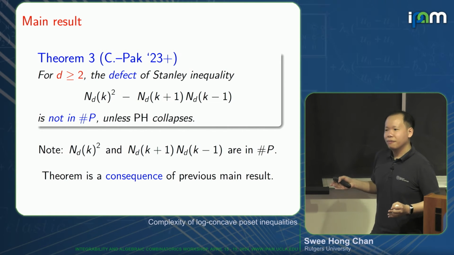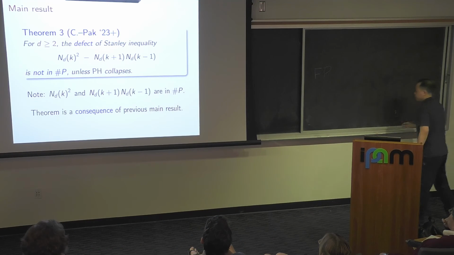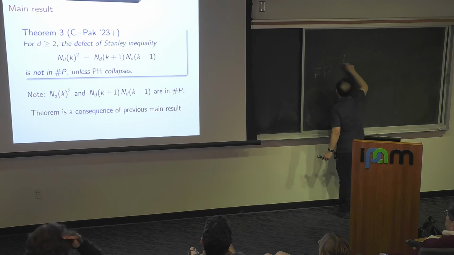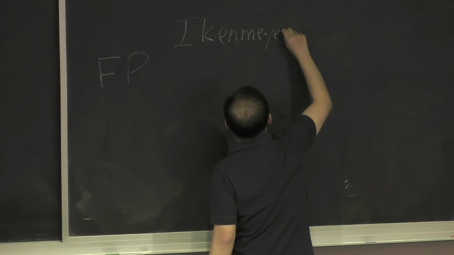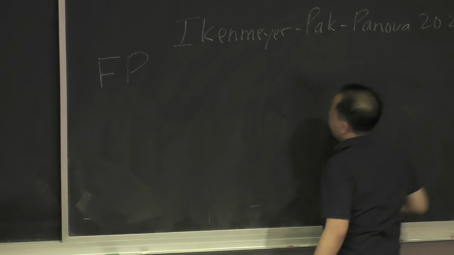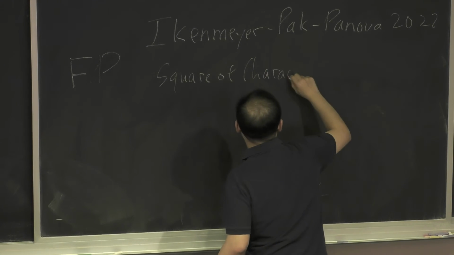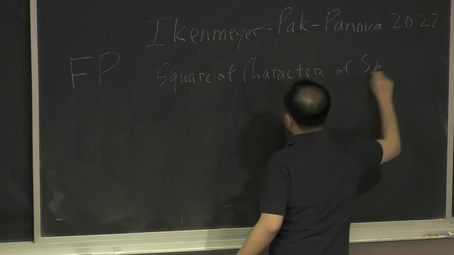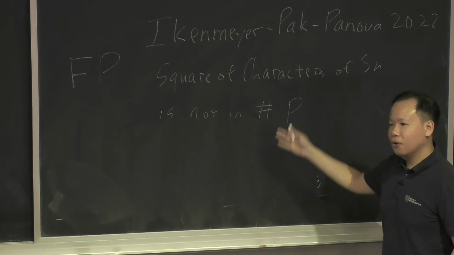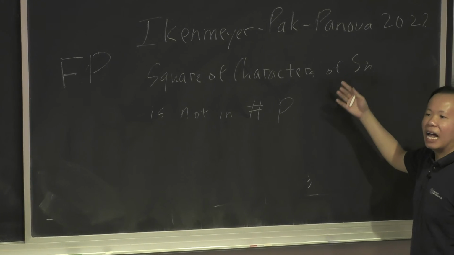And I find that to be pretty unusual. In fact, it's so unusual that, to the best of my knowledge, the only other result in the literature where somebody proved in combinatorics something that is not in sharp P is the following work by Igor Pak and Panova in 2022, where they show that the square of characters of S_n is not in sharp P. So in a way, I believe, and somebody please correct me if I'm wrong, that as far as I know this is the first result in algebraic combinatorics.